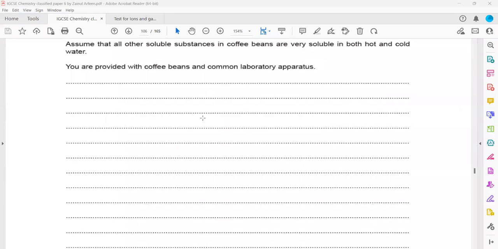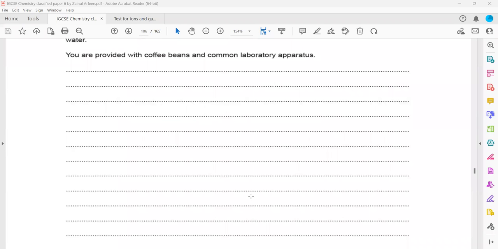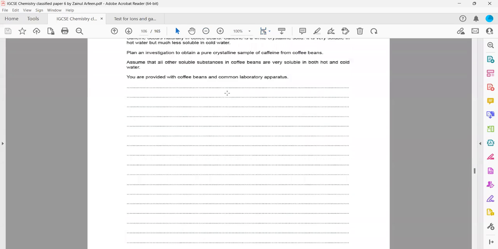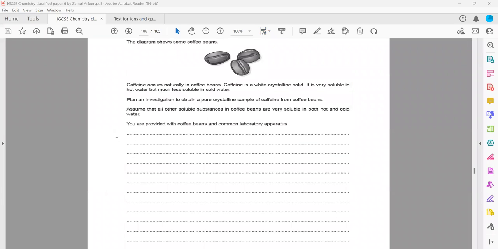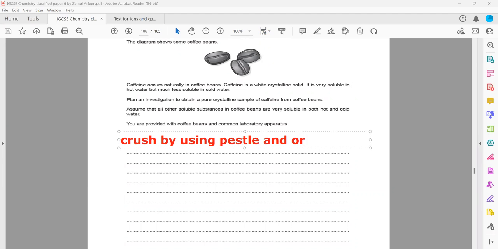So the points you should mention related to this experiment. We will crush by using a mortar and pestle. One point is for crushing. One mark is for using what? Then we will add water and stir.